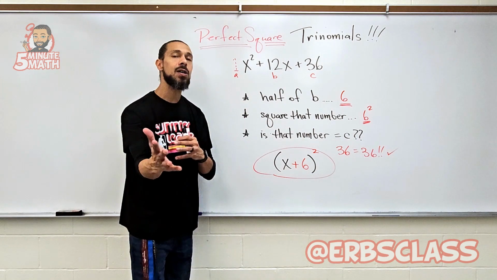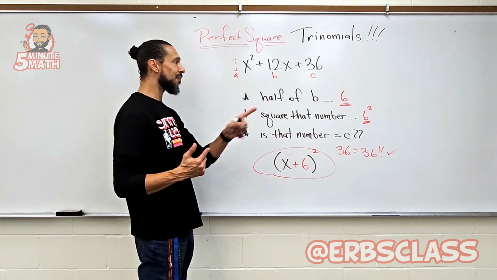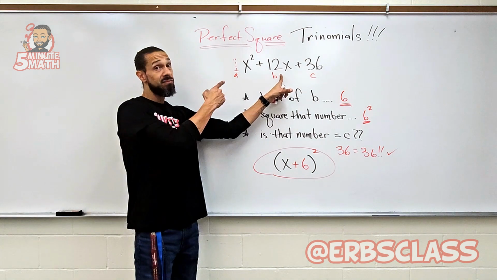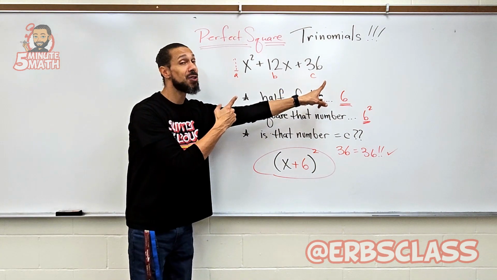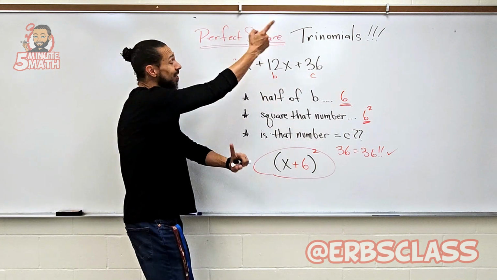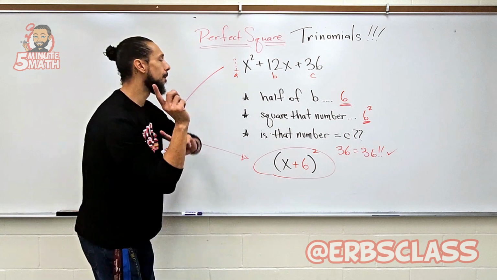So we can save ourselves some factoring steps if we do this check. If I take half of my B, square it, and it equals this number, I have a perfect square trinomial, and I factor just like that. Let me show you one more time.